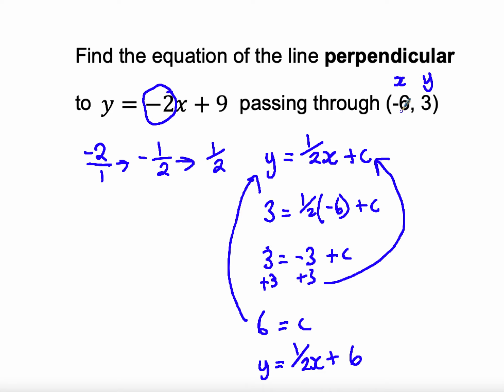Now I'll do what I was doing before. I'll check this. A half of negative 6 is negative 3. Negative 3 adds 6 gets me to 3. Got it right this time.